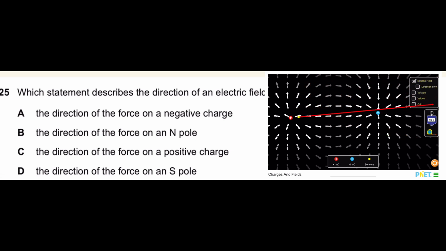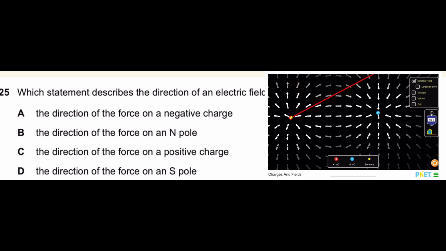And we have two charges. The positive charge is the red and the negative charge is the blue. The arrows represent the direction of the electric field at the point. They would point away from the positive charges toward the negative charges.